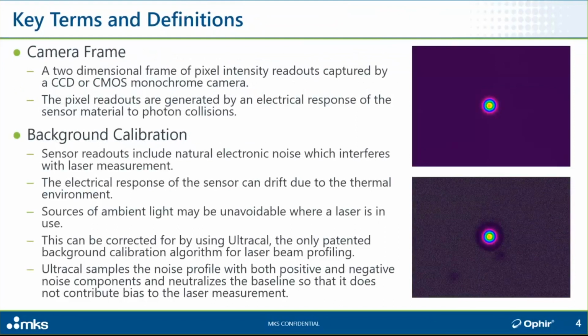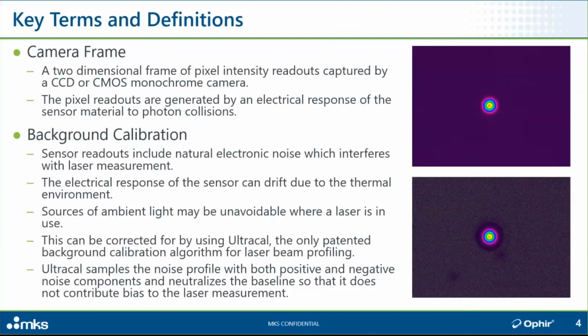When we're talking about a camera frame, we're talking about a two-dimensional frame of data of pixel intensity readouts captured by a CCD or CMOS camera. We use monochrome cameras only. So any of the images that you see that have a false color applied to them, that is not because it is a color camera. We apply a color palette in our BeamGage beam profiler that enables visualization of intensities across the dynamic range, so you can see those differences really well.